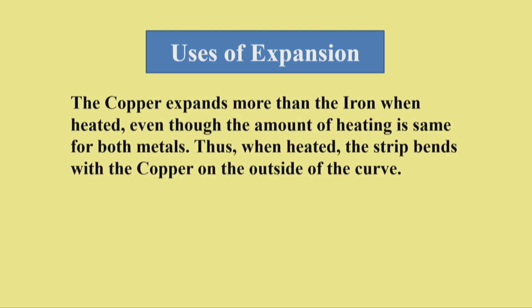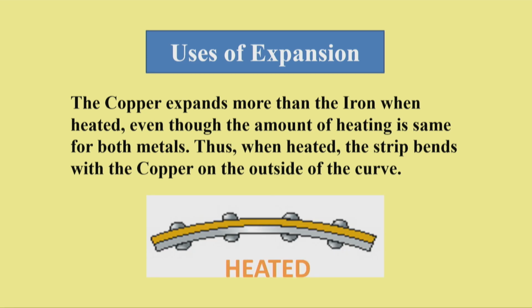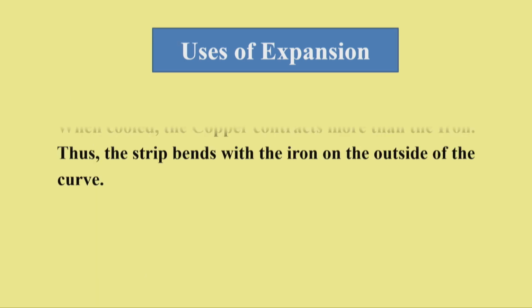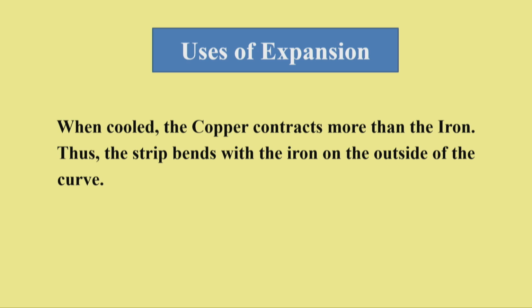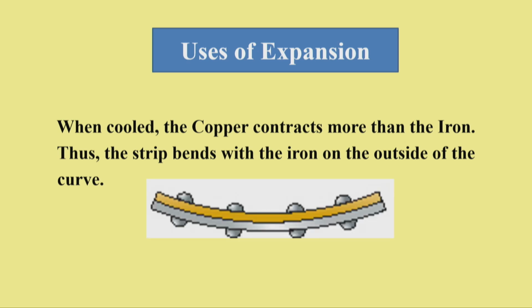The copper expands more than the iron when heated. Thus, when heated, the strip bends with the copper on the outside of the curve. When cooled down, the copper contracts more than the iron. Thus, the strip bends with the iron on the outside of the curve.